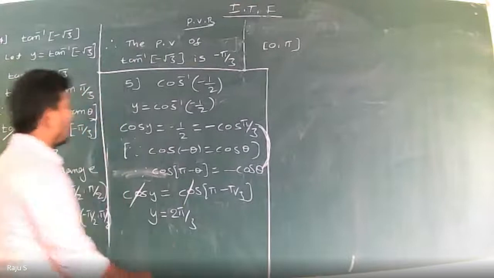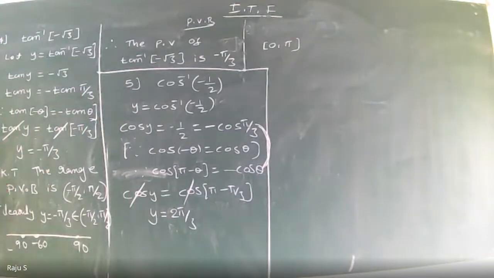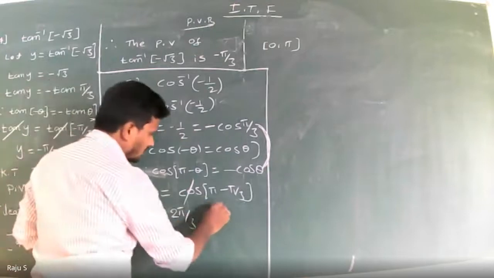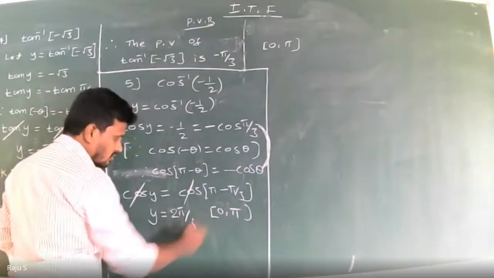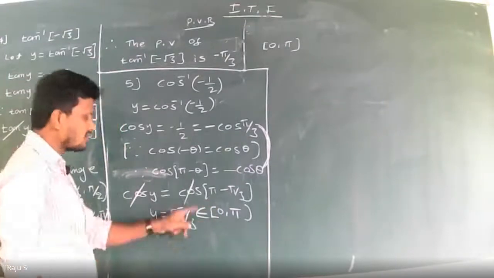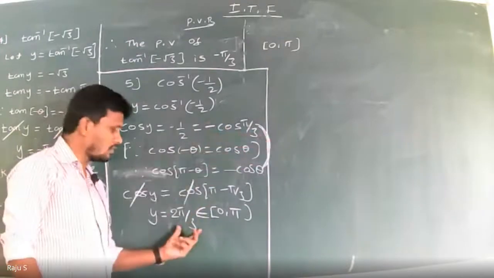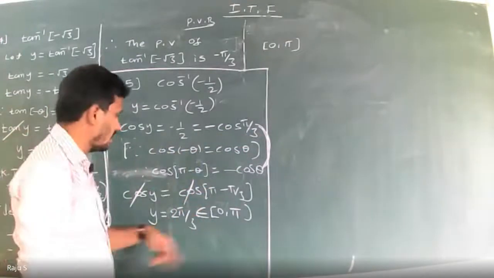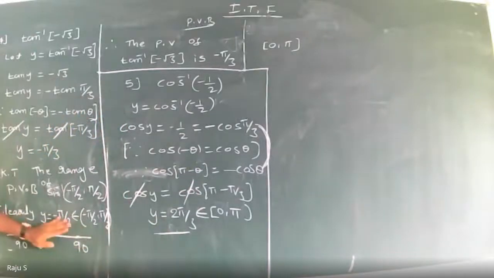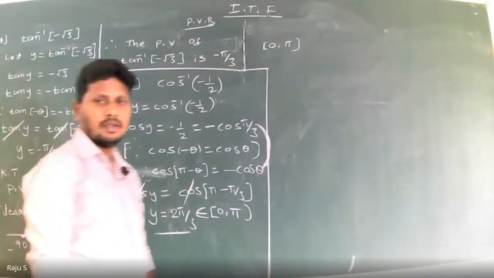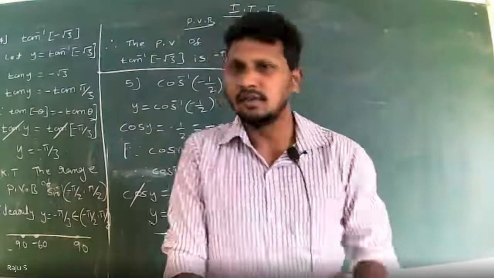Next we have to write this step. We know that the principal value branch of cos inverse is 0, comma pi. Does it belong to this interval? It belongs. 0 to 180, 120. 120 clearly lies between 0 and 180. So this is the answer. But you should write the steps like this. Finally, the principal value branch is like that.